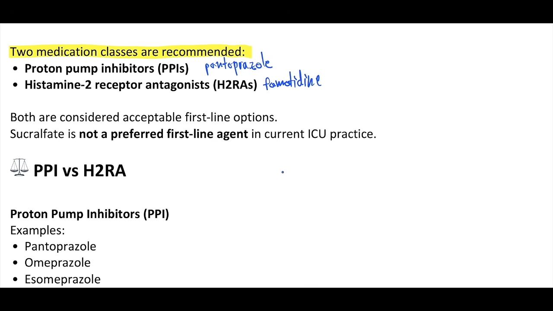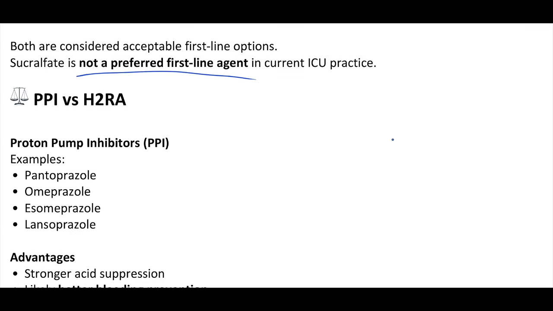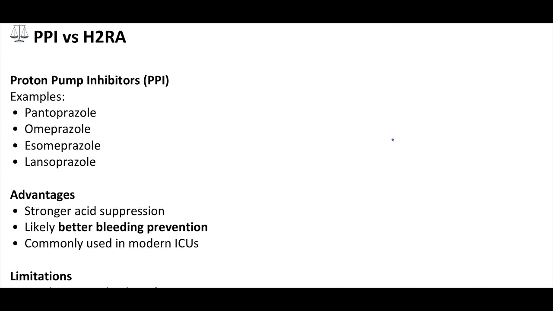There's been discussion over time about sucralfate, but this is not a first-line option, and it is not something that should be used alone for stress ulcer prophylaxis in the classical patient. So which one is better? Is one better? PPIs versus H2 receptor antagonists?